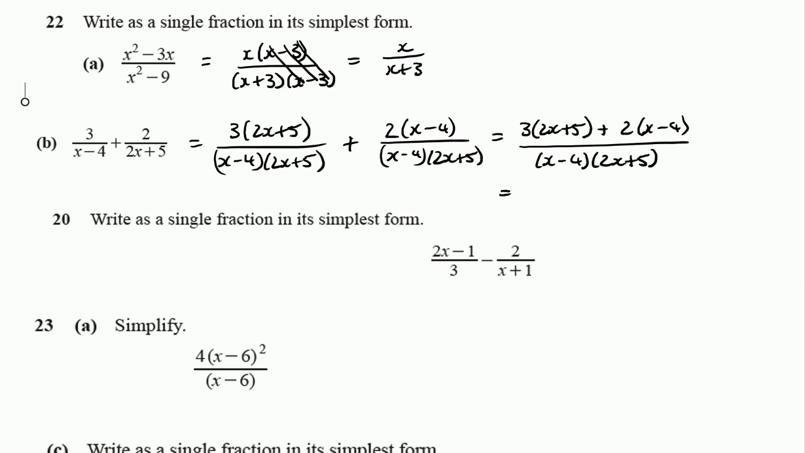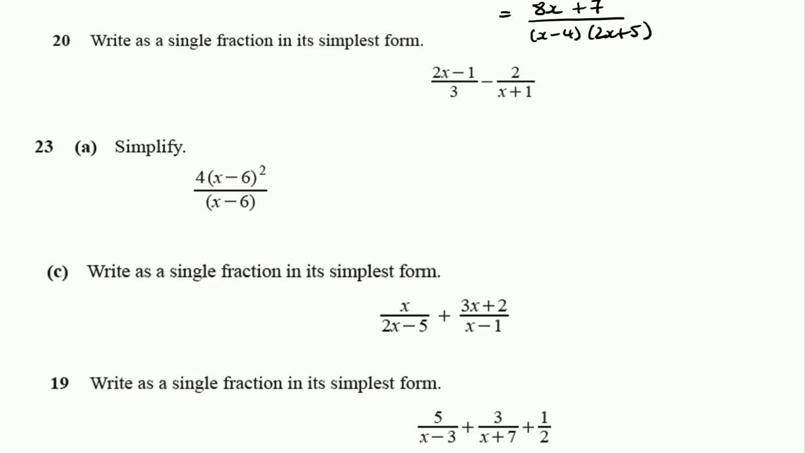The top of this fraction is going to give me 6x plus 2x, which is 8x. And it's going to give me 15 minus 8, which is plus 7. Looking at that 8x plus 7, I can see there's no way that thing is going to factorize, so I know I'm done. On to the next question.